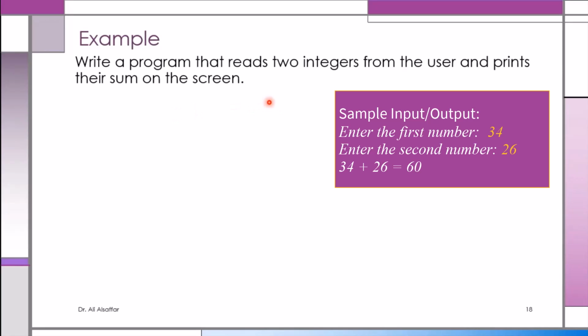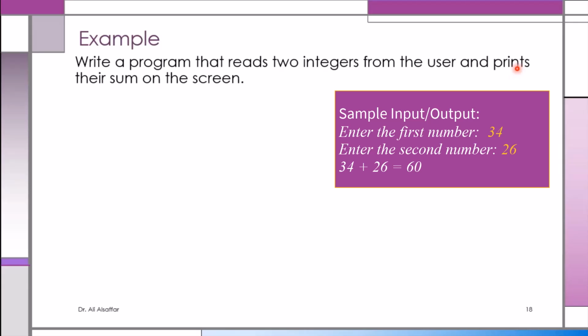So let us take this information from the problem. Write a program that reads 2 integers from the user. So the input will be 2 integers. We know from the beginning that the program cannot work if these 2 inputs are not given by the user. So we need 2 integer inputs.